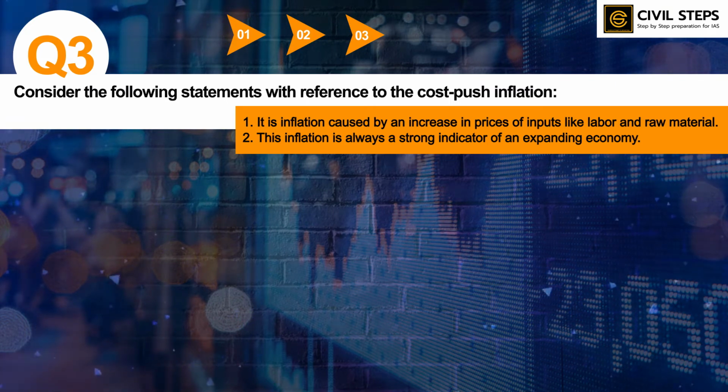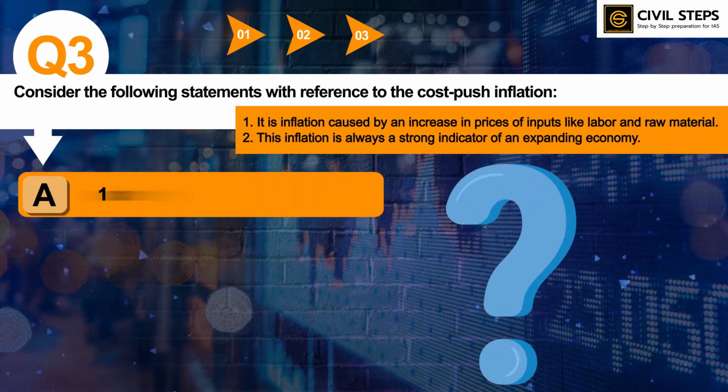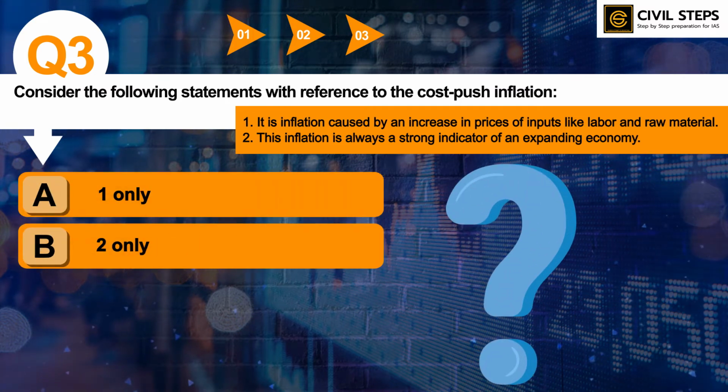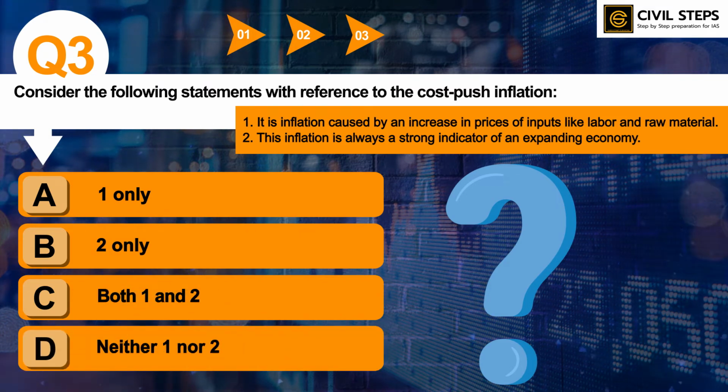Second, this inflation is always a strong indicator of an expanding economy. So which of the statements given above is or are correct? Option A, 1 only, B, 2 only, C, both 1 and 2, D, neither 1 nor 2. So you can write down your answer in the comment section.